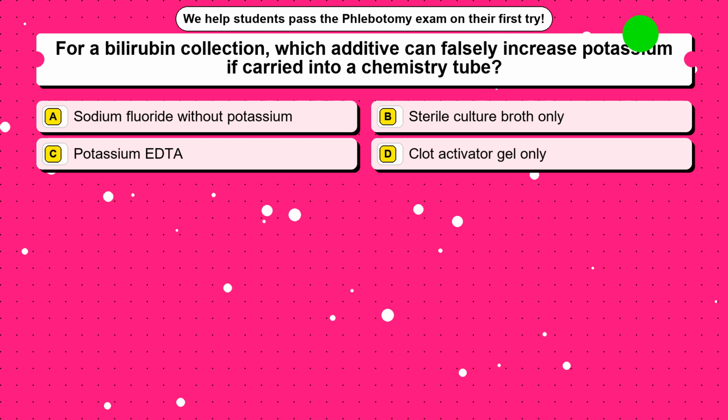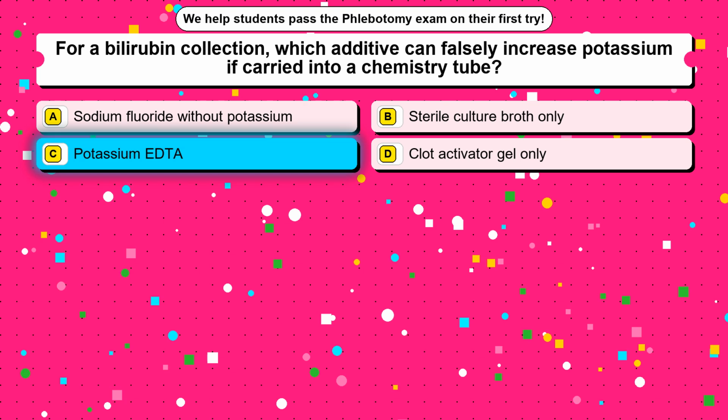Question 83. For a bilirubin collection, which additive can falsely increase potassium if carried into a chemistry tube? Option A. Sodium fluoride without potassium. Option B. Sterile culture broth only. Option C. Potassium EDTA. Option D. Clot activator gel only. The correct answer is option C.